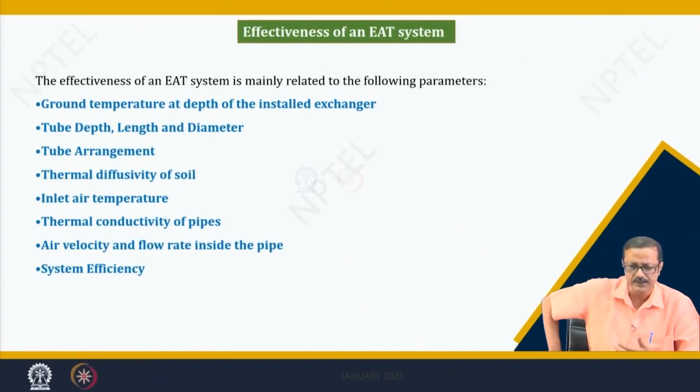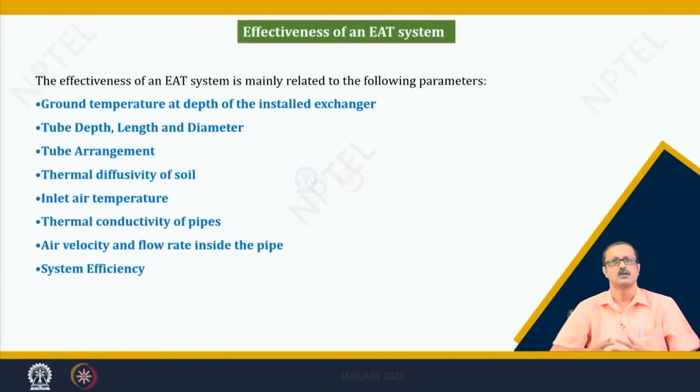So the effectiveness of the earth air tube depends upon how much your ground temperature is, what is the depth of the tube, what is the diameter of your tube, and how the tubes are going to be arranged, what is the inlet temperature, outlet temperature. The thermal conductivity of the pipe is very essential. It has to be a metal pipe, so that it exchanges the heat very quickly.